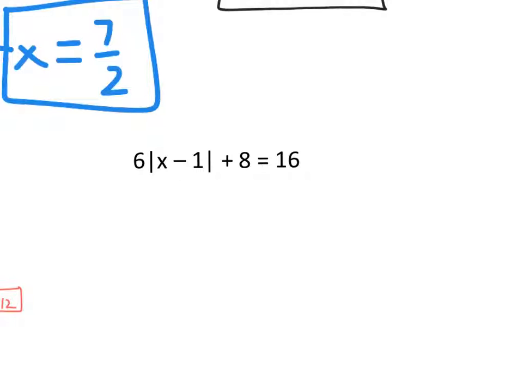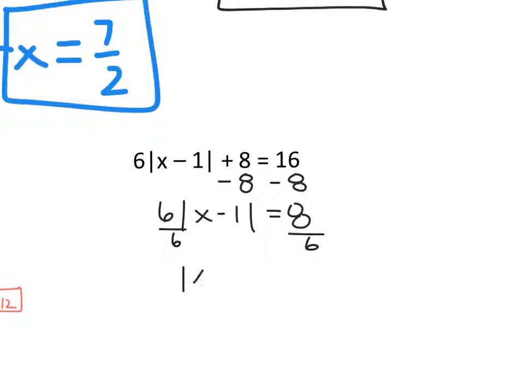Okay, this one, I want to get the absolute value of x minus 1 by itself. So I need to subtract 8 first. I need to do order of operations backwards first, so I'm going to add and subtract first. So I have 6 times the absolute value of x minus 1 equals 8. So again, you want to isolate the x minus 1, so I'm going to divide both sides by 6. So the absolute value of x minus 1 equals 8/6, which reduces to 4/3. Or I can write this as a mixed number, 1 and 1/3.